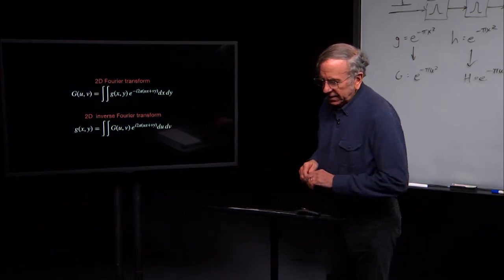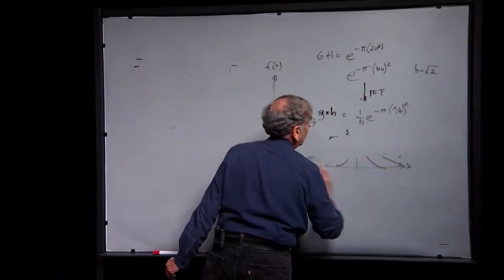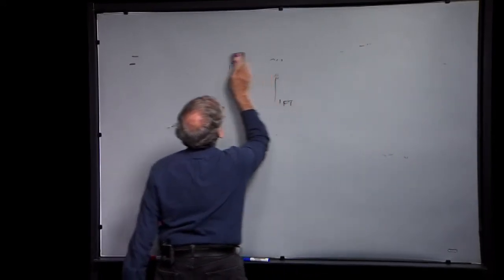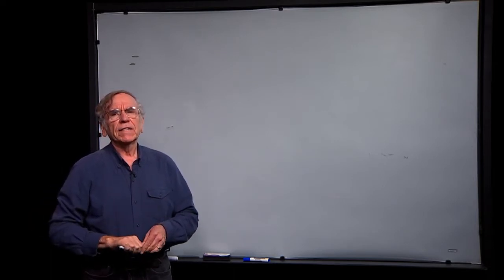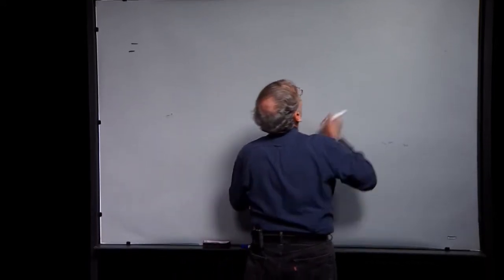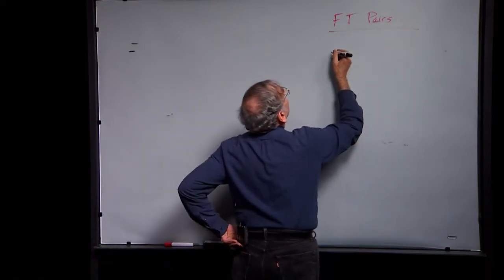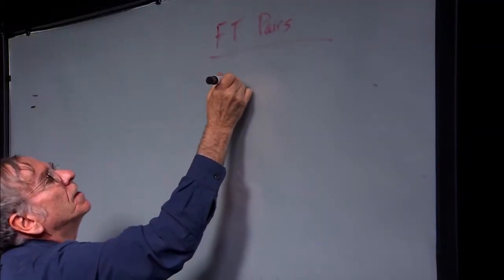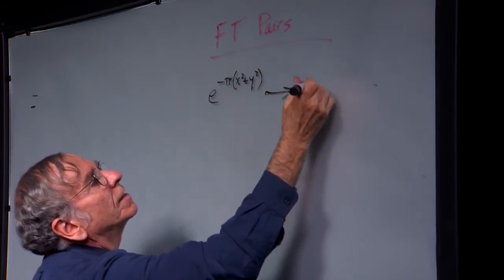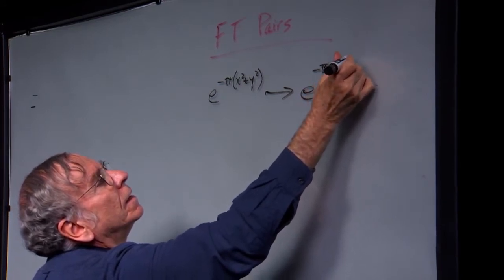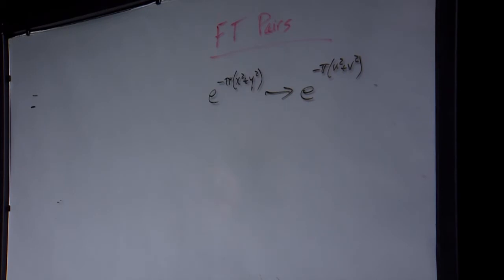Okay, so let's look at some Fourier transform pairs. I'm not going to prove all of these because the proofs are really very similar to what we did last time. So this is just going to be my table of Fourier transform pairs. And so what I just demonstrated to you here is this, that if I have a two-dimensional Gaussian function, which looks like this, it transforms into a two-dimensional Gaussian function like that. So you can see that this is very similar to what we did before.